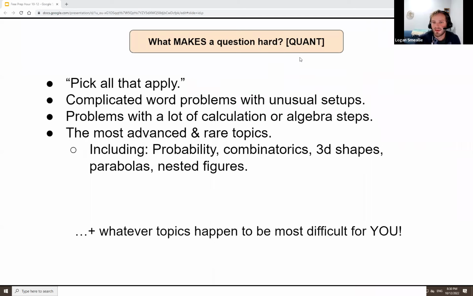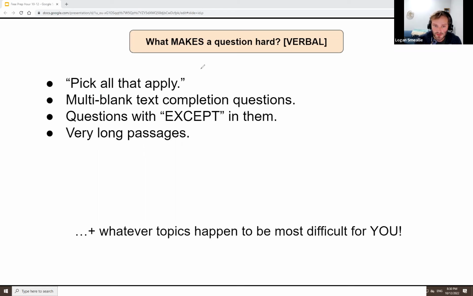Well, once again, pick all that apply is a big one. Here, I'll do this time. We'll make a little highlight bar. Pick all that apply. Same reason. Partial credit does not exist. So if you have the option of picking multiple answers, it's going to be tougher to get the whole problem right. The same thing is true for text completion, which is the vocab type where you're filling in the blank.